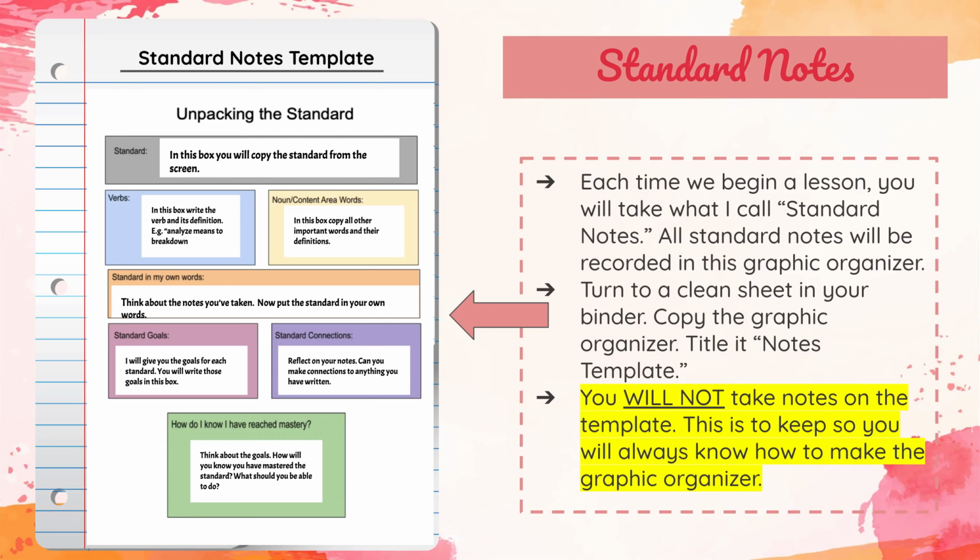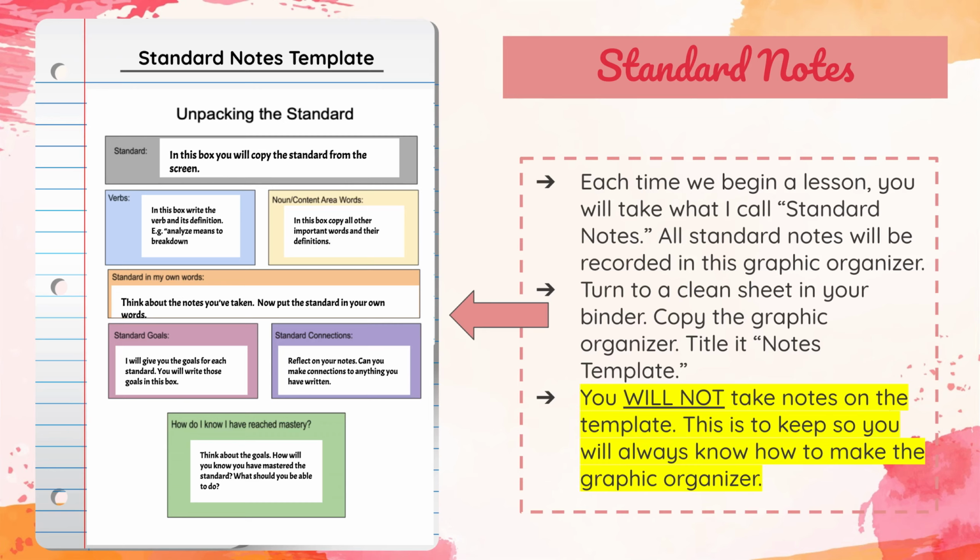Your next box is the noun or content area words. So this box is going to be very specific to English. In this box, we will define a lot of words that are not necessarily English words, but we will define those words as they pertain to reading literature and informational text.